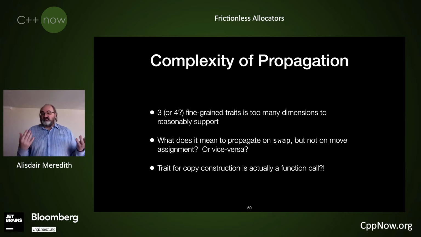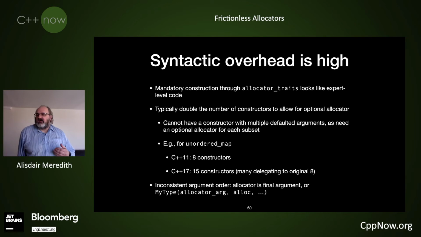And the trait for copy construction, as we say, is actually a function call. And even worse, the default one doesn't do our scoped allocator model. So if we're trying to do the scoped allocator model, that's one customization point we have to use. The syntactic overhead of going through allocator traits, again, is high. This is one of our sources of friction. Every time I want to construct one of the objects in the memory of allocators, I don't do an in-place new or anything else. I have to go through allocator traits to construct, which is very strange expert-level code. It's not something your average jobbing programmer is going to want to deal with.